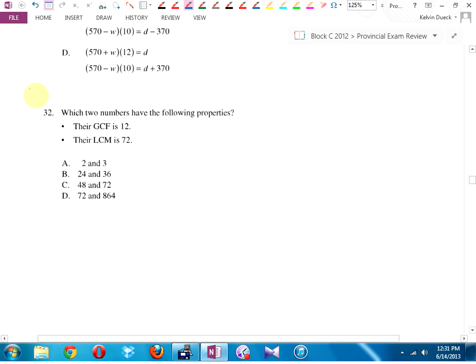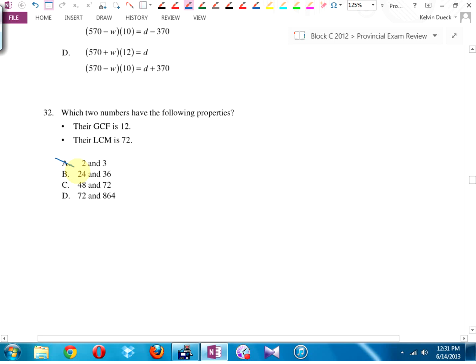But isn't this a nice contrast? We go from that one, distant time bracket, to number 32. Which two numbers have the following properties? Their GCF is 12 and their LCM is 72. Is A right? No, they don't. In fact, A doesn't even have a GCF. Its GCF is 1.